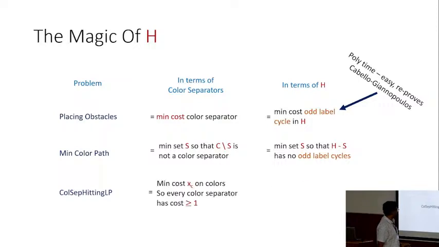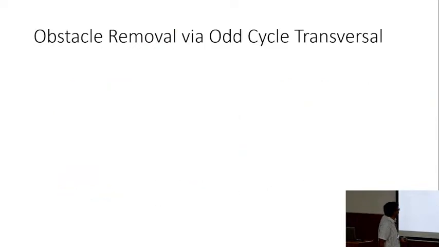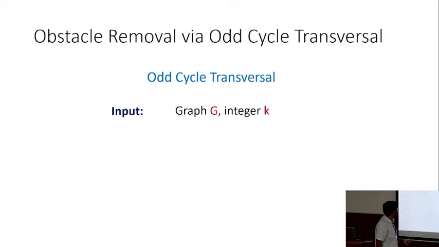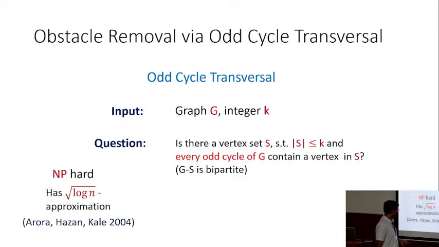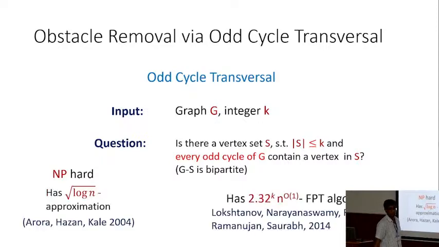So I will leave this for something else. So now, obstacle removal via odd cycle transversal. What is odd cycle transversal? You are given a graph G and an integer k, and you want to delete as few vertices as possible so that the graph has no odd cycle, or it is bipartite. It is also NP-hard, has a square root log n approximation, and it has this kind of algorithm.